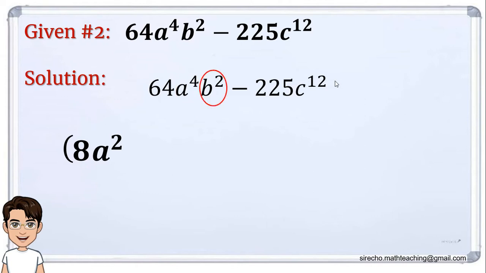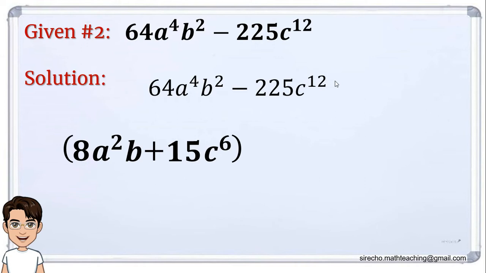And then b squared, its square root is b, since 2 times 1 half is 1, so we just write b because the exponent is 1. Then plus 225, get the square root of that, we have 15. And then c to the 12th power, its square root is c to the 6th power. And then close parentheses.